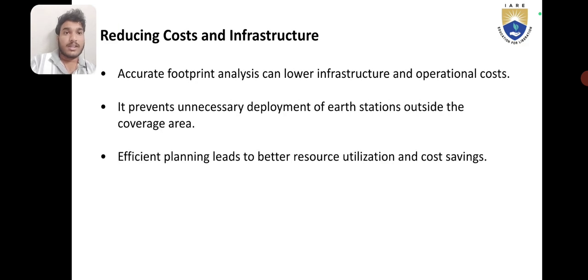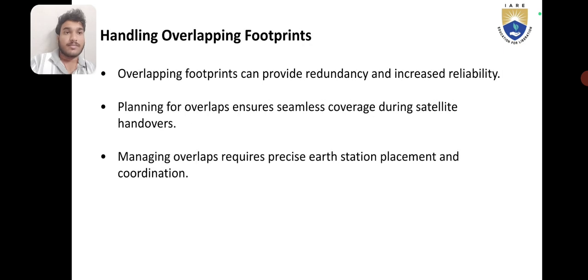reducing cost and infrastructure. Accurate footprint analysis can lower infrastructure and operational costs. It prevents unnecessary development of earth stations outside the coverage area. Efficient planning leads to better resource utilization and cost savings.